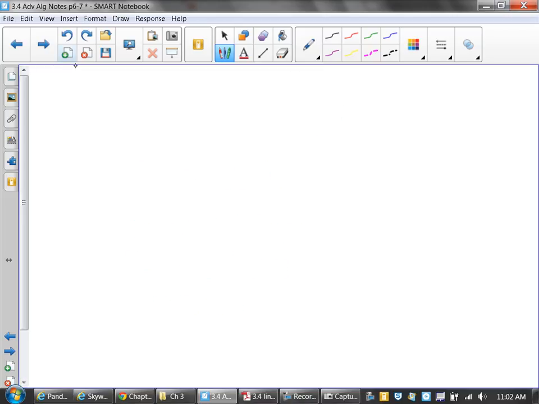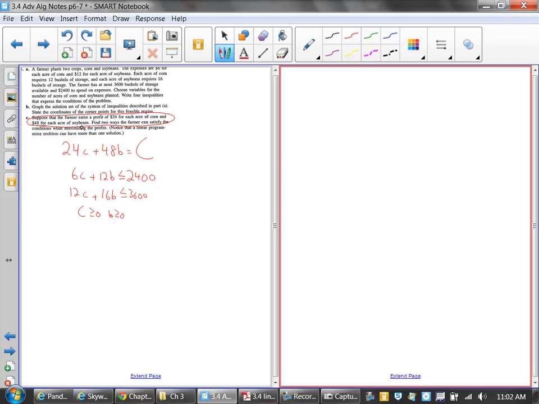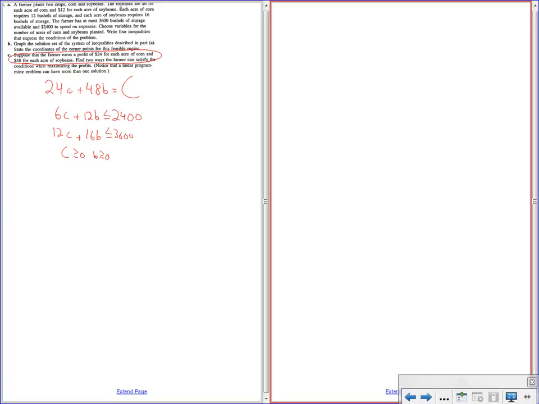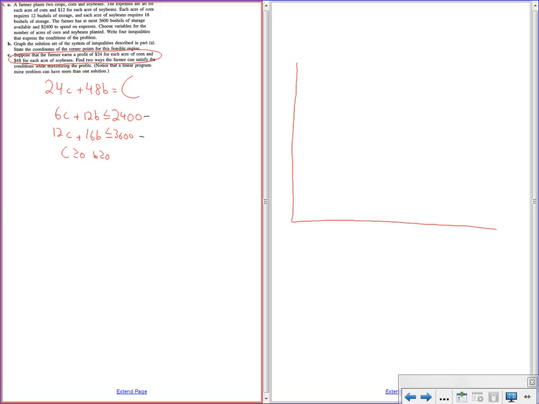Okay. Now we go into our graph. We are in the first quadrant. Oh, before I do the graph, look at these two equations real quick. Can I simplify them? Oh, yes, divide by 6. Divide by 6, so I get C plus 2B is 400. And then on the next one, I'm going to divide by 4. I get 3C plus 4B is 900.